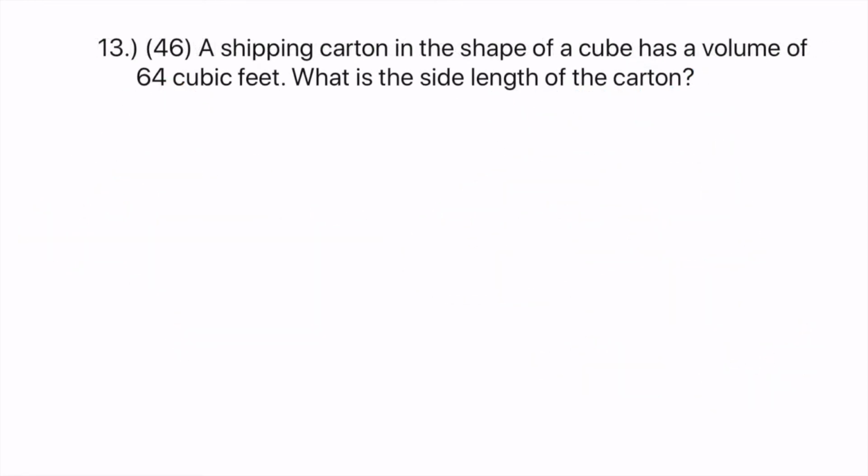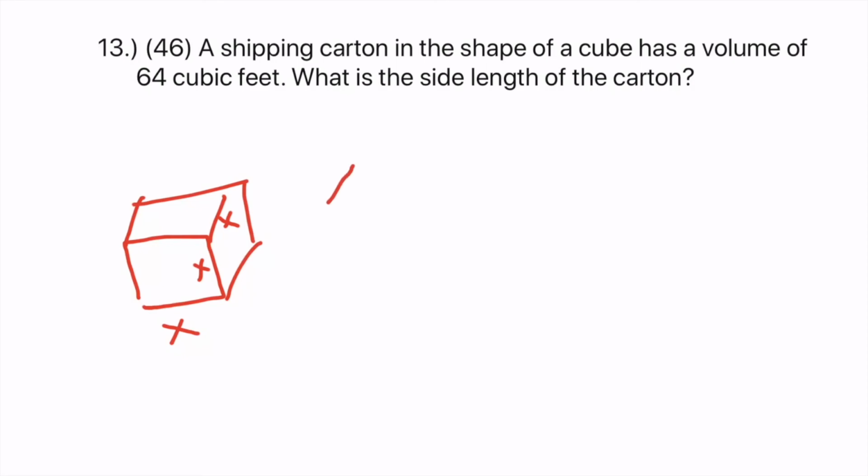All right, number 13. A shipping carton in the shape of a cube has a volume of 64 cubic feet. What is the side length of the carton? So remember, in a cube, all of the sides are the same. So the length, the width, and the height are all the same. So when we found the volume, we did x cubed, because they're all the same, equals 64.